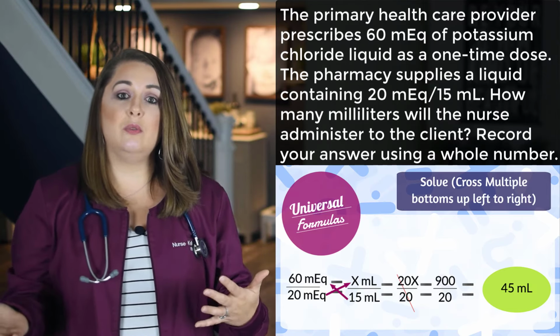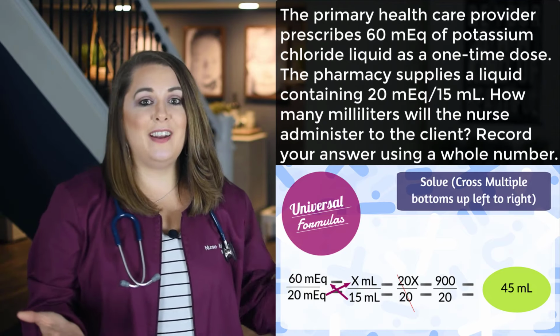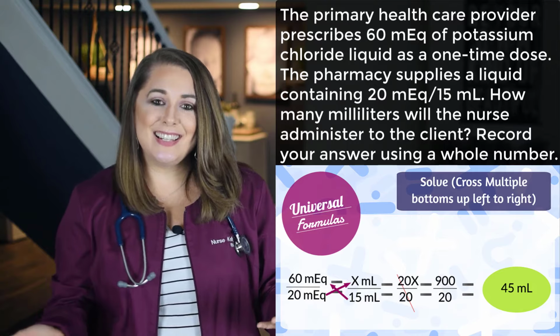So according to our question, we have to provide our answer in the nearest whole number. So we are good to go with our final answer of 45 mL. So see, aren't these getting easier already? Okay, next let's look at another weight-based per dose question.